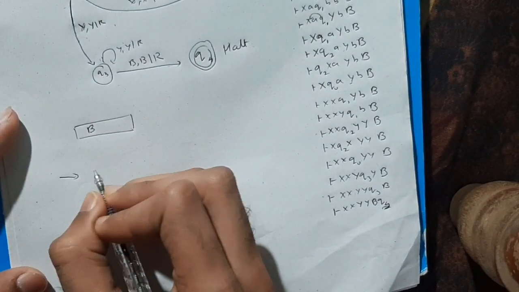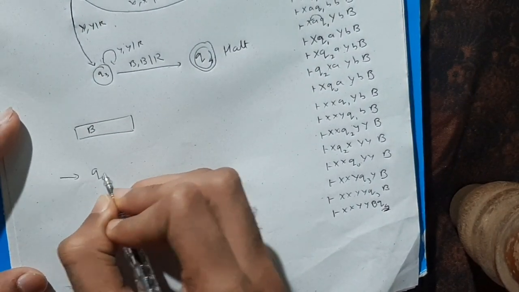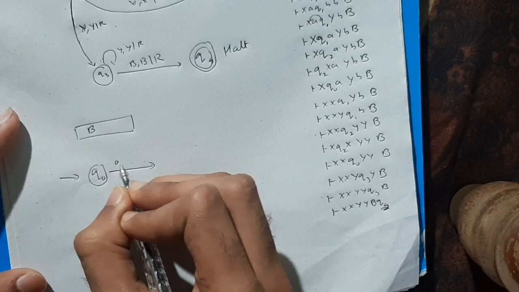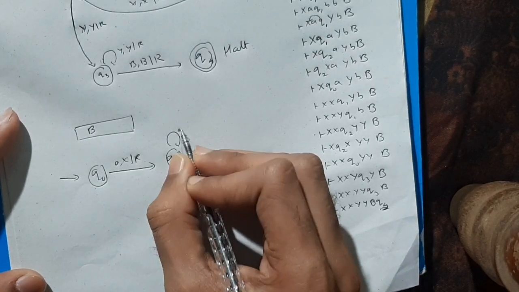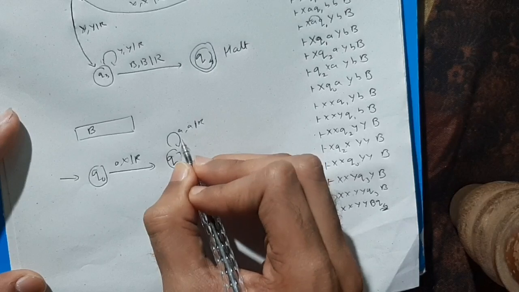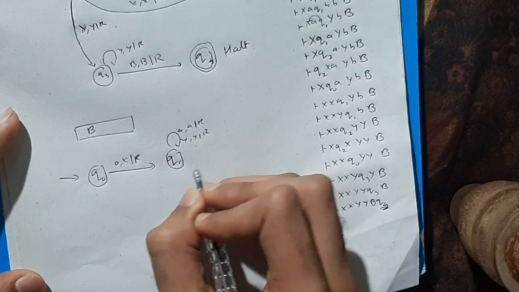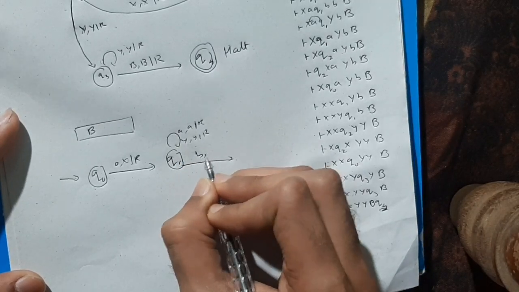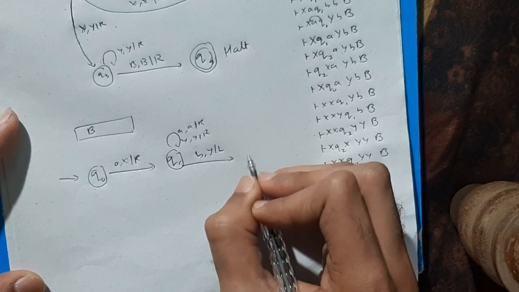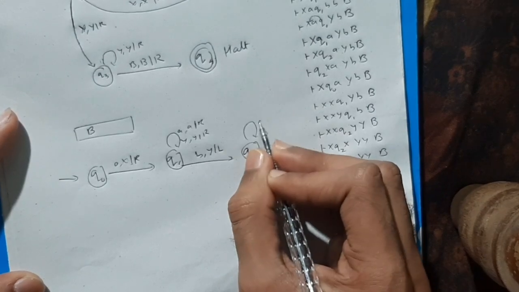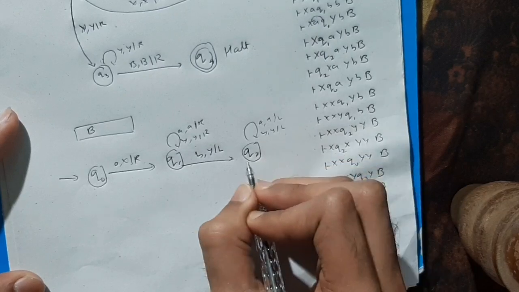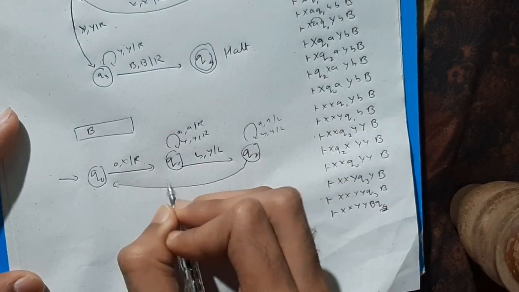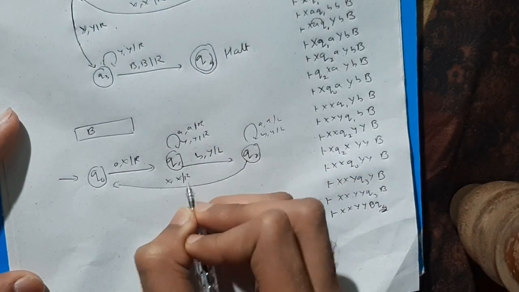The rest of the things are the same here. I'll have q0 with a X R, and from q1 what we have is a a R. If it's a we will be ignoring, if it's y also we will be moving to the next one. If it's b we will mark it as y and move to the left. From q2, a a L and y y L will be there. If it is x we'll move to the starting state, x x R, and from here you have to make the change.